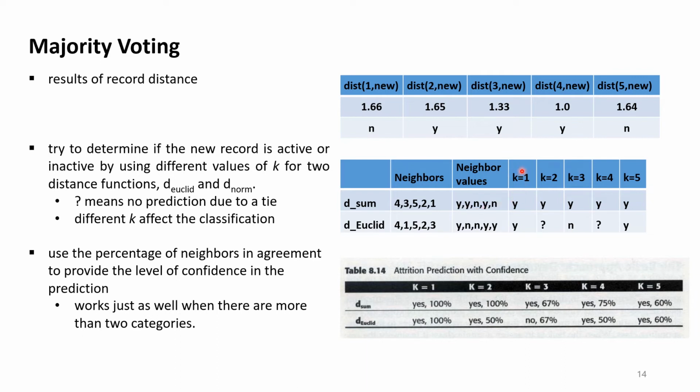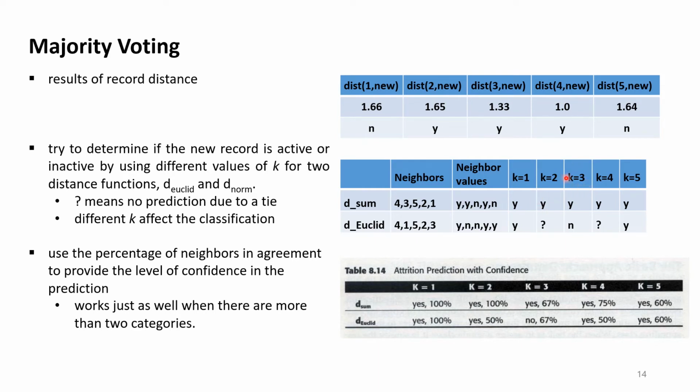So k is the number of neighbors you're going to choose. If k equals 1, you choose one neighbor, the first neighbor, which is 4 here. So you choose 4, only one neighbor, and the class value of 4 is y. So your prediction is y. If you choose two neighbors, that means you choose these two, and their corresponding class values are y, y. So everything is y. Your prediction is y.